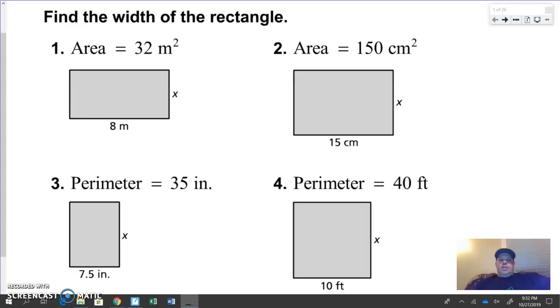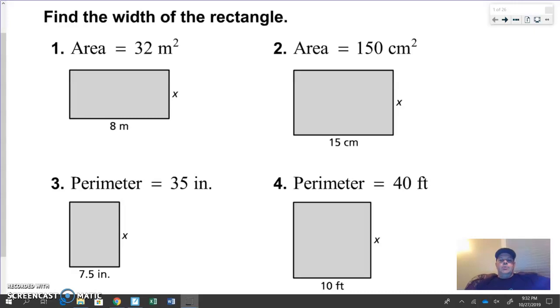Please find in number 1 and number 2 the missing variable when the area is being found, and in 3 and 4, please find the missing variable when the perimeter is being found. Please pause the video, allow students to work on these 4 problems, and when they are done, start the video up.